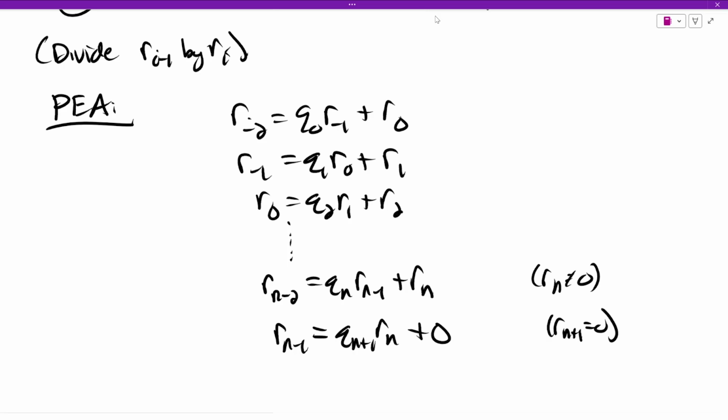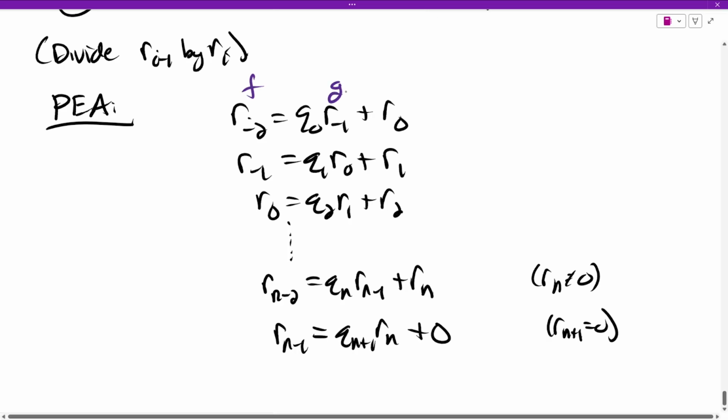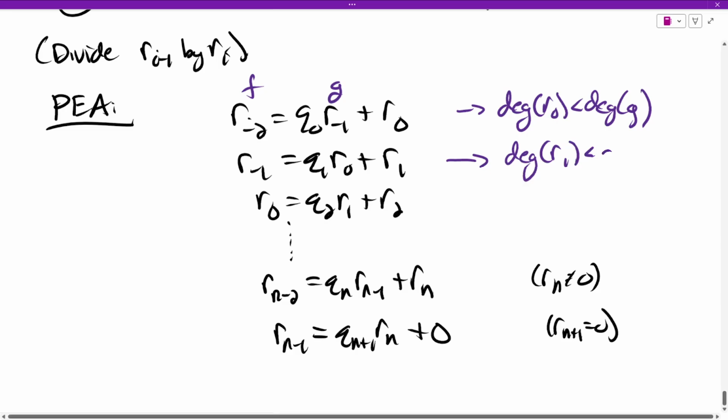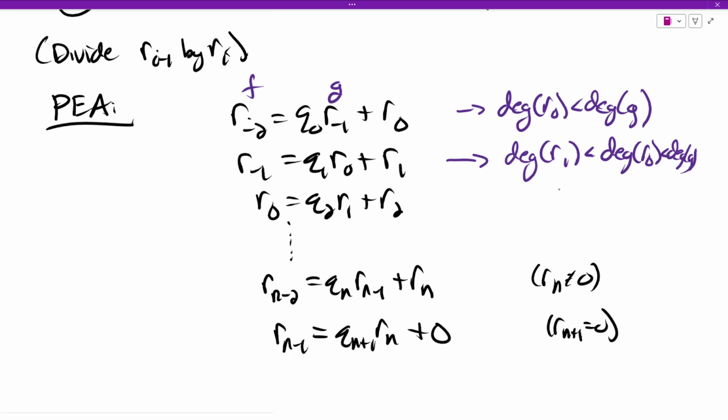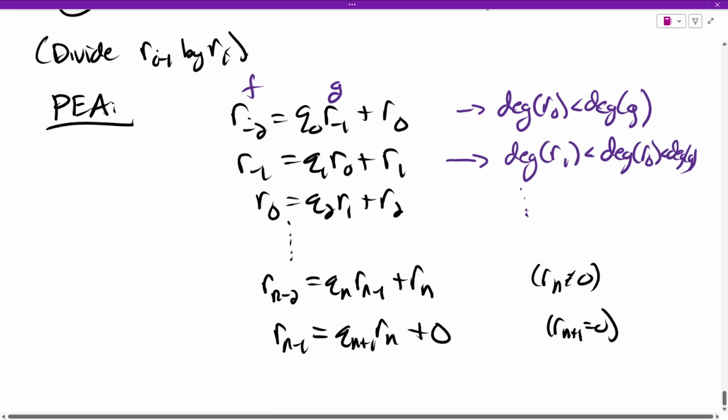Now let me tell you why this is going to stop. So here you start with f and g. When you do the division algorithm once, at this step, the degree of r_0 is less than the degree of g. In particular, the degree decreases. At this step, the degree of r_1 is less than the degree of r_0, which is less than the degree of g. So at each step, the degree goes down. Well, there's only finitely many times that we can go down before we're either a constant or it goes in evenly and we get negative infinity. So this will terminate because the degree decreases at each step.